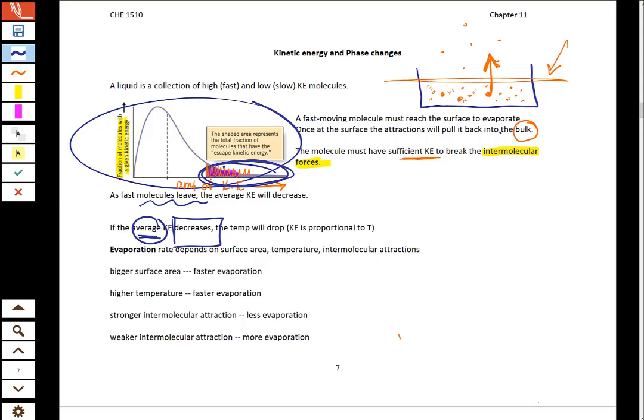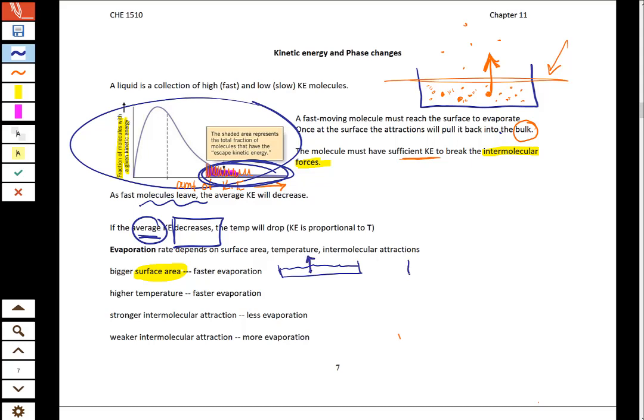And because kinetic energy is proportional to temperature, the temperature of that mass of molecules also will decrease, at least slightly. And so let's talk about what evaporation depends upon. Evaporation depends upon surface area. If you have a larger surface area, then you have more opportunities for the water molecules to break through from the bulk out into a gas.